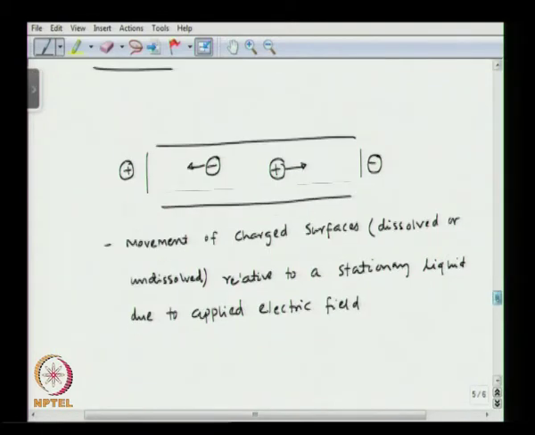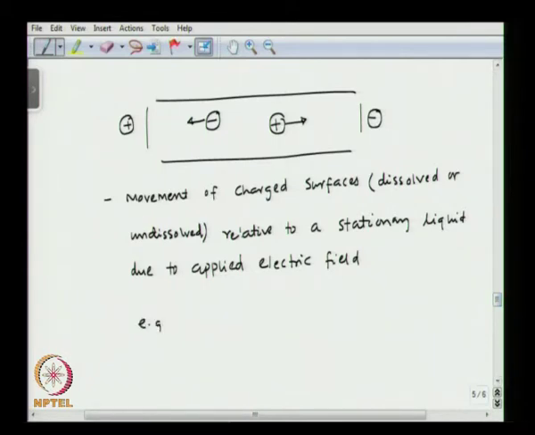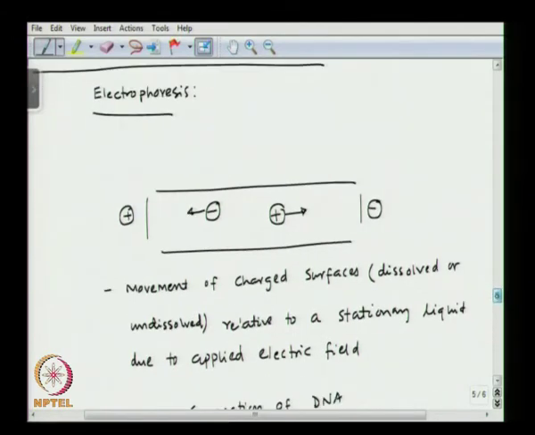Okay. So one example is separation of DNA. What we will see later is that, in addition to movement of these charges, the bulk of the liquid is also moving, because electroosmosis is a much stronger effect as compared to electrophoresis. So there will always be movement of the liquid itself going towards a specific electrode, but because of the charges, the charged particles will tend to migrate towards opposite electrodes.